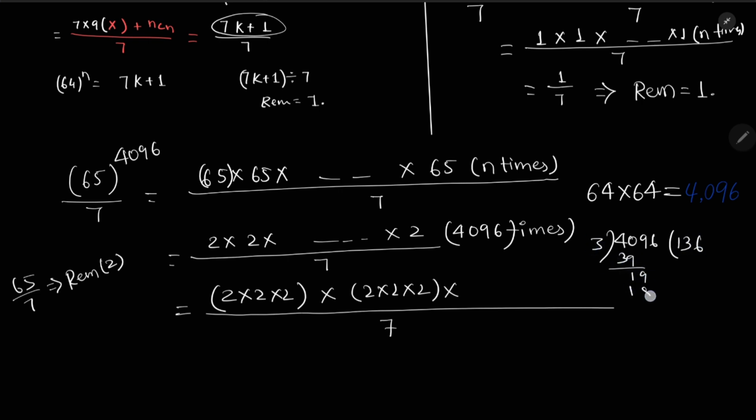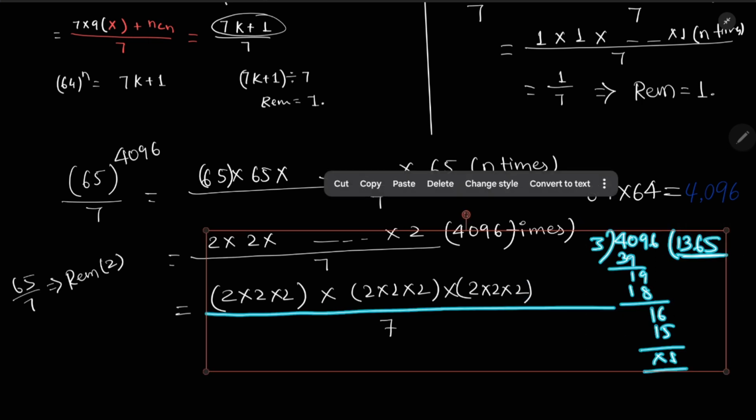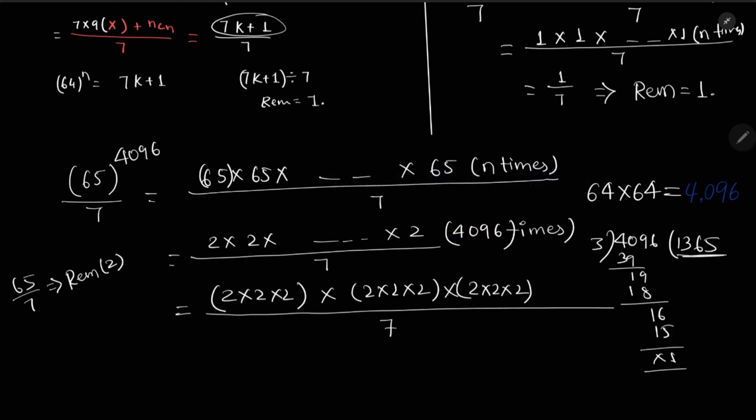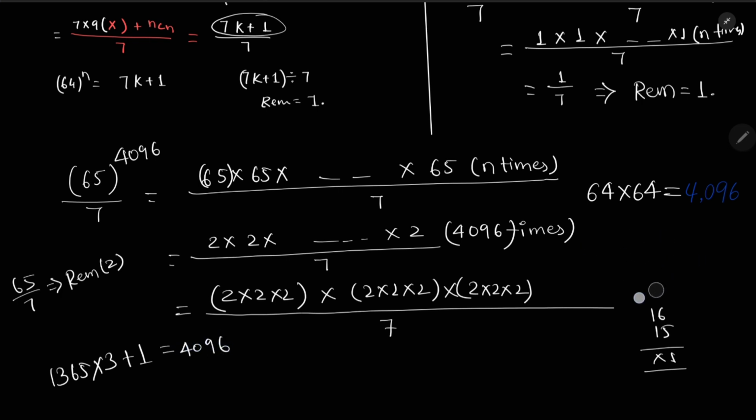इसका मतलब टोटल 2 का 1365 पेयर बनेगा. आप लिख लेते हैं: 1365 इंटू 3 प्लस 1 इक्वल टू 4096, ठीक है. 2 × 2 × 2 का 1365 पेयर बनेगा.